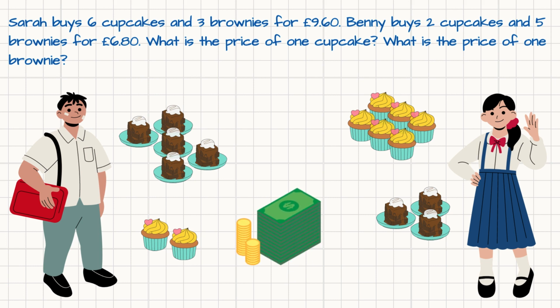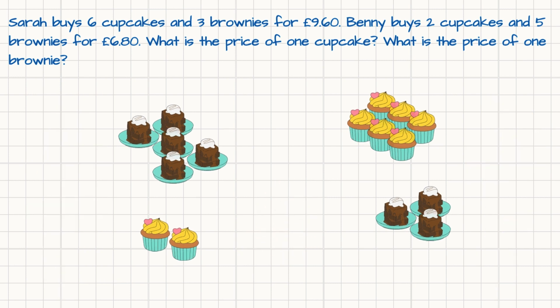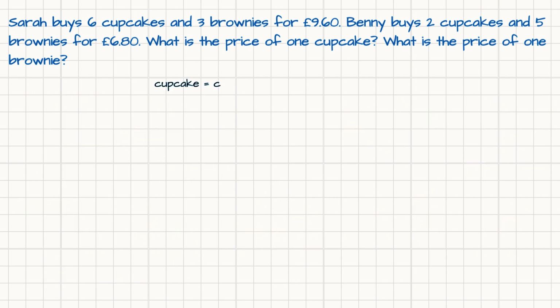In this example, we are not explicitly given a set of simultaneous equations. Instead, we have to choose variables and write out the questions as 2 simultaneous equations. So, let's choose the letter C to represent cupcakes and the letter B to represent brownies. We can now represent Sarah's purchase as the equation 6C plus 3B equals £9.60. And we can represent Benny's purchase as the equation 2C plus 5B equals £6.80. Now, we have our pair of simultaneous equations, and we can use the substitution method we've learned to find out the price of one cupcake and the price of one brownie.